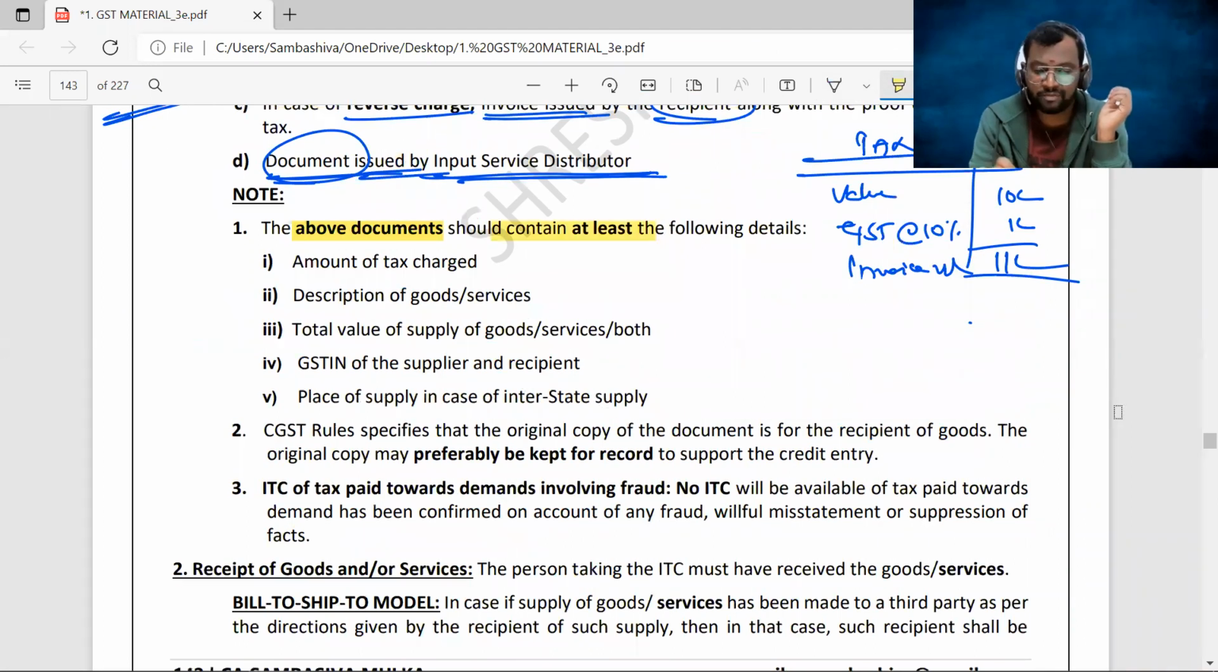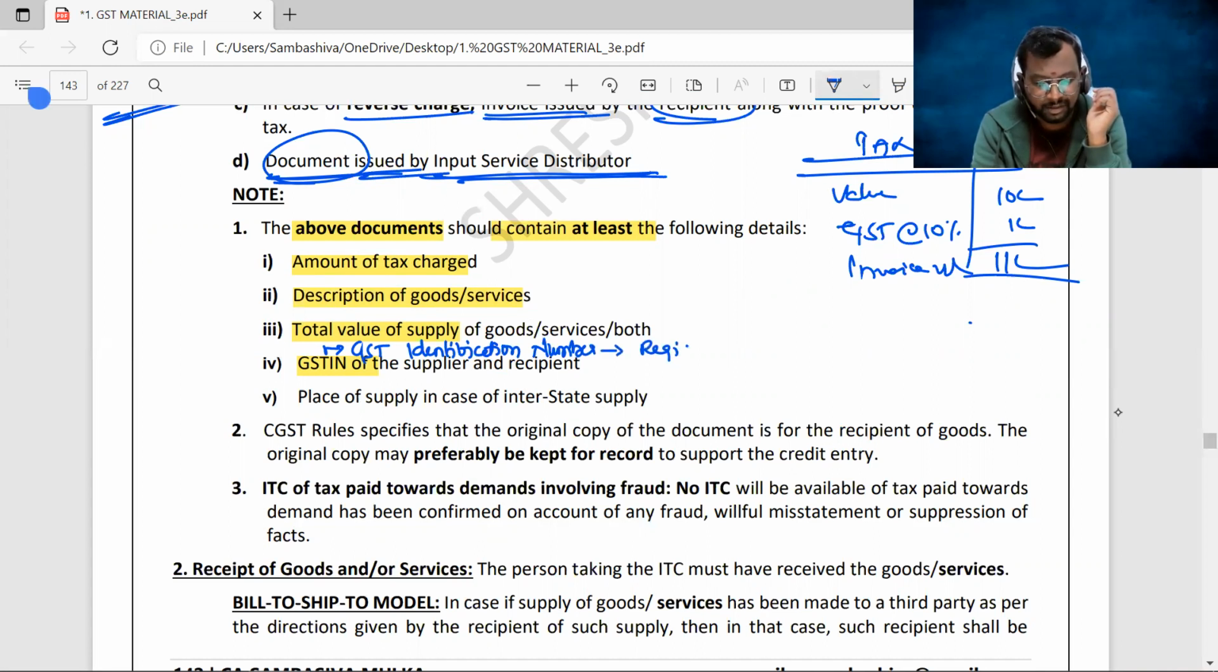Next, the above documents should contain at least the following details: the amount of tax charged, description of the goods or services, total value of the supply of the goods or services or both, and the GSTIN of the supplier and recipient. GSTIN is nothing but GST identification number. In simple terms, we call it the registration number, sir.